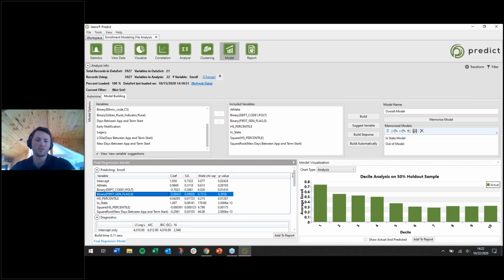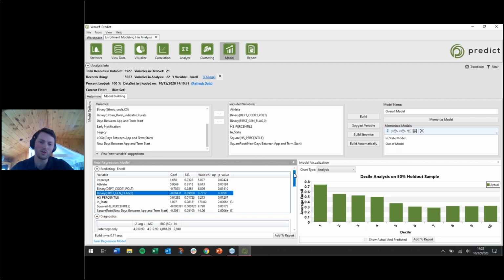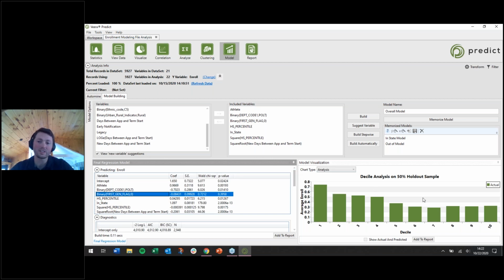So I'll just pause a moment while people think about that, while people send in their responses. Sort of just taking a last scan at this, I do want to very quickly mention the decile analysis.